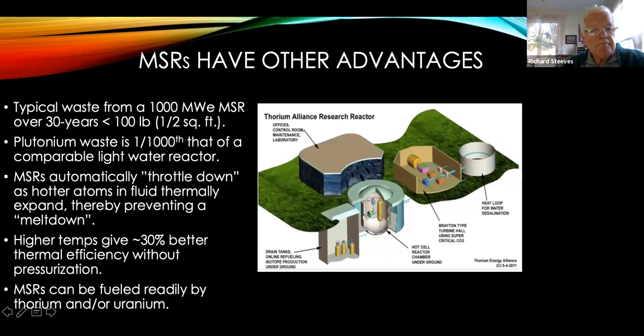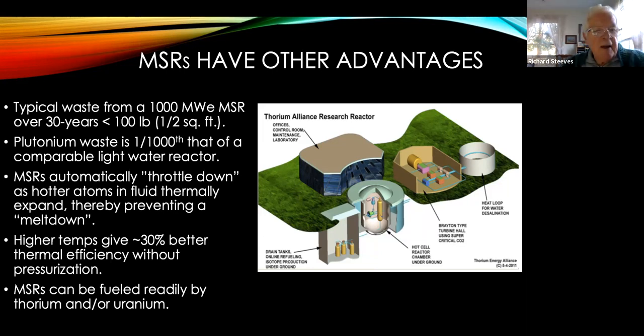The typical waste is less than 100 pounds, or half a square foot, over 30 years. It's pretty impressive for a 1,000-megawatt reactor. Compare that with coal and you have a huge difference. The plutonium waste is only 1/1000th that of a light water reactor. And I think perhaps that's why Al Gore shut them down, the sodium cooled one, back in 1994. It's too bad. They felt they didn't need it anymore because they weren't making plutonium, so they weren't very interested in it.